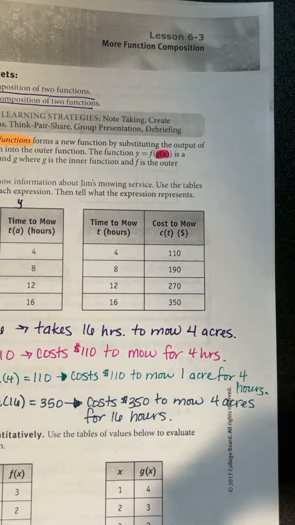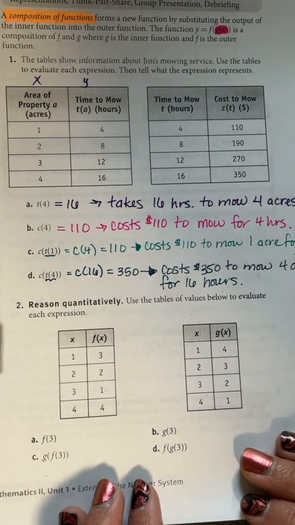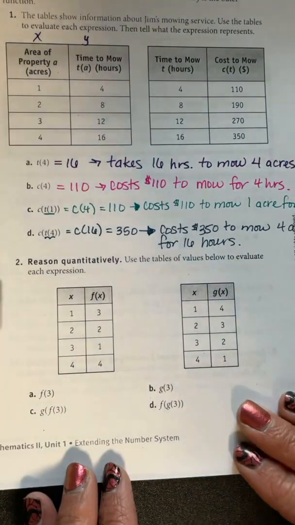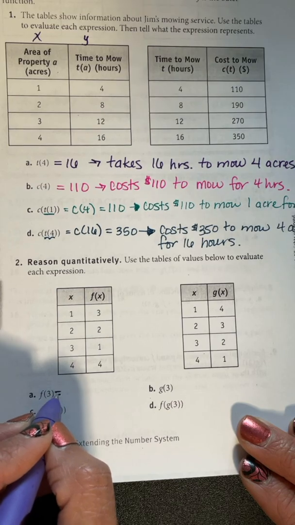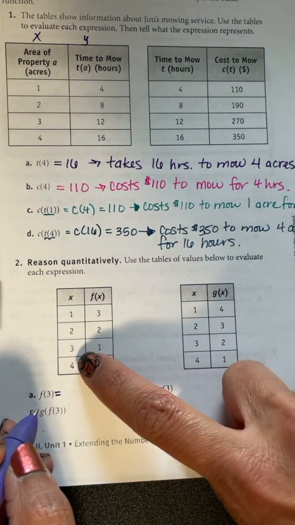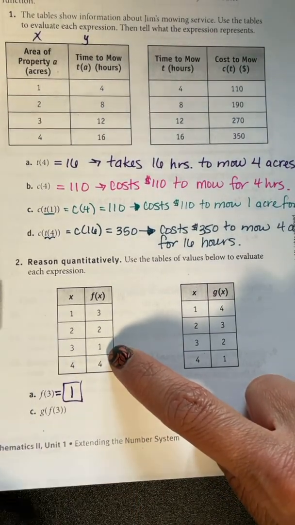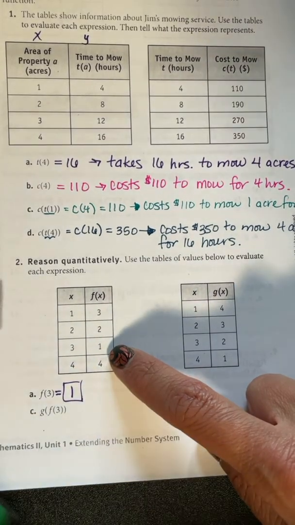All right. So number 2, it says reason quantitatively. Use the tables of values below to evaluate each expression. So f of 3. So the input is a 3 on the f of x function. So let's look at the f of x function. We're inputting a 3. The output is a 1. That's it. Isn't that so easy?